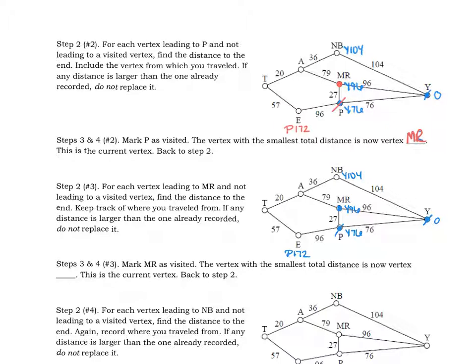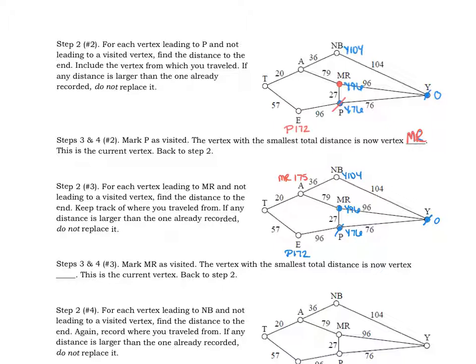We have 3 vertices adjacent to Mount Rainier. We've got Yakima, which has already been visited. It's crossed out, so we're not going back there. We've got Packwood, which has been crossed out. We're not going back there. But we have not yet been to Auburn. So if we add the 96 from Yakima and the 79 to Auburn, that is a total of 175 going through Mount Rainier.